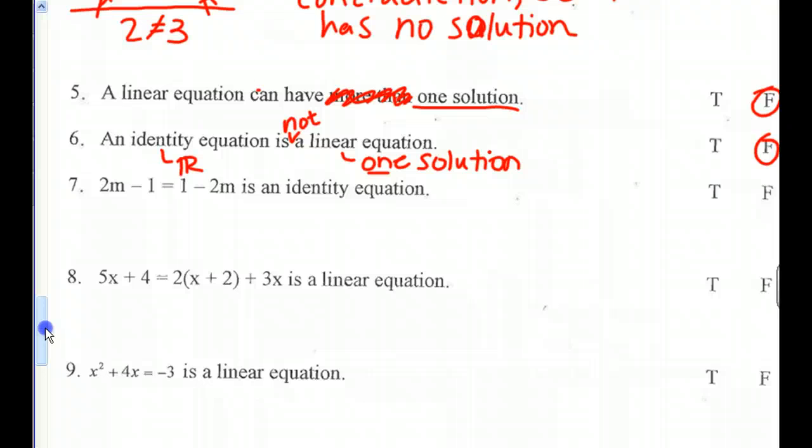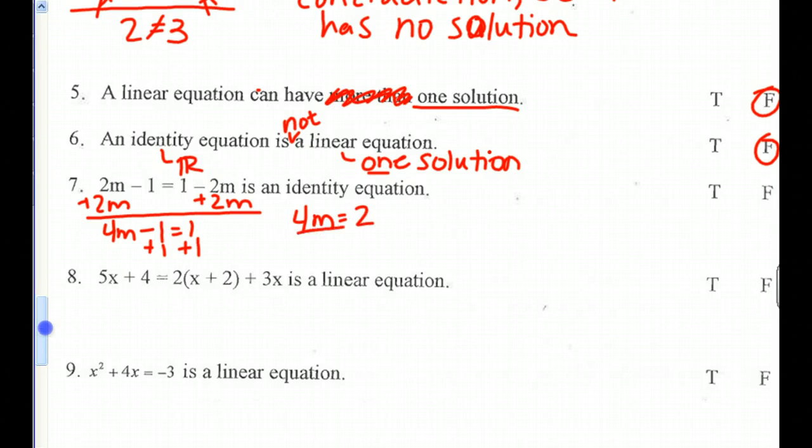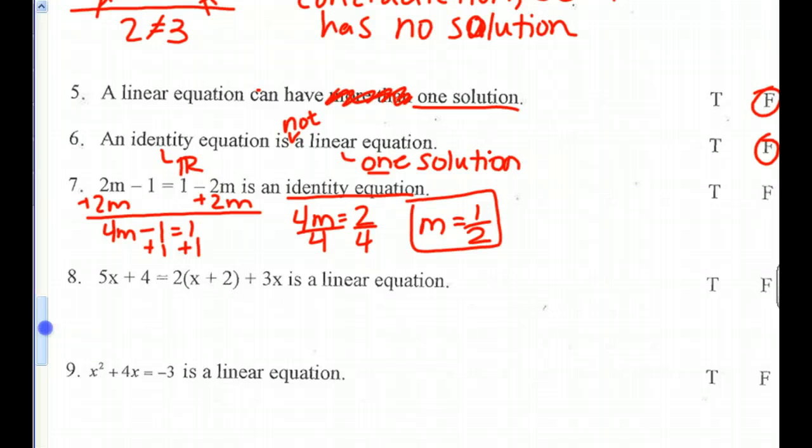Okay, 2m minus 1 equals 1 minus 2m. Is that an identity equation? Well, don't get fooled here. It looks like it is, but it's actually not. So we're going to solve it first. We add 2m to both sides. We get 4m minus 1 equals 1. Then we add 1 to both sides. We get 4m equals 2. In order to solve for m, we have to divide both sides by 4. So m equals 1/2. Well, that's one solution. And remember, an identity equation has all real numbers as solutions. So this is, again, false. Not an identity equation.